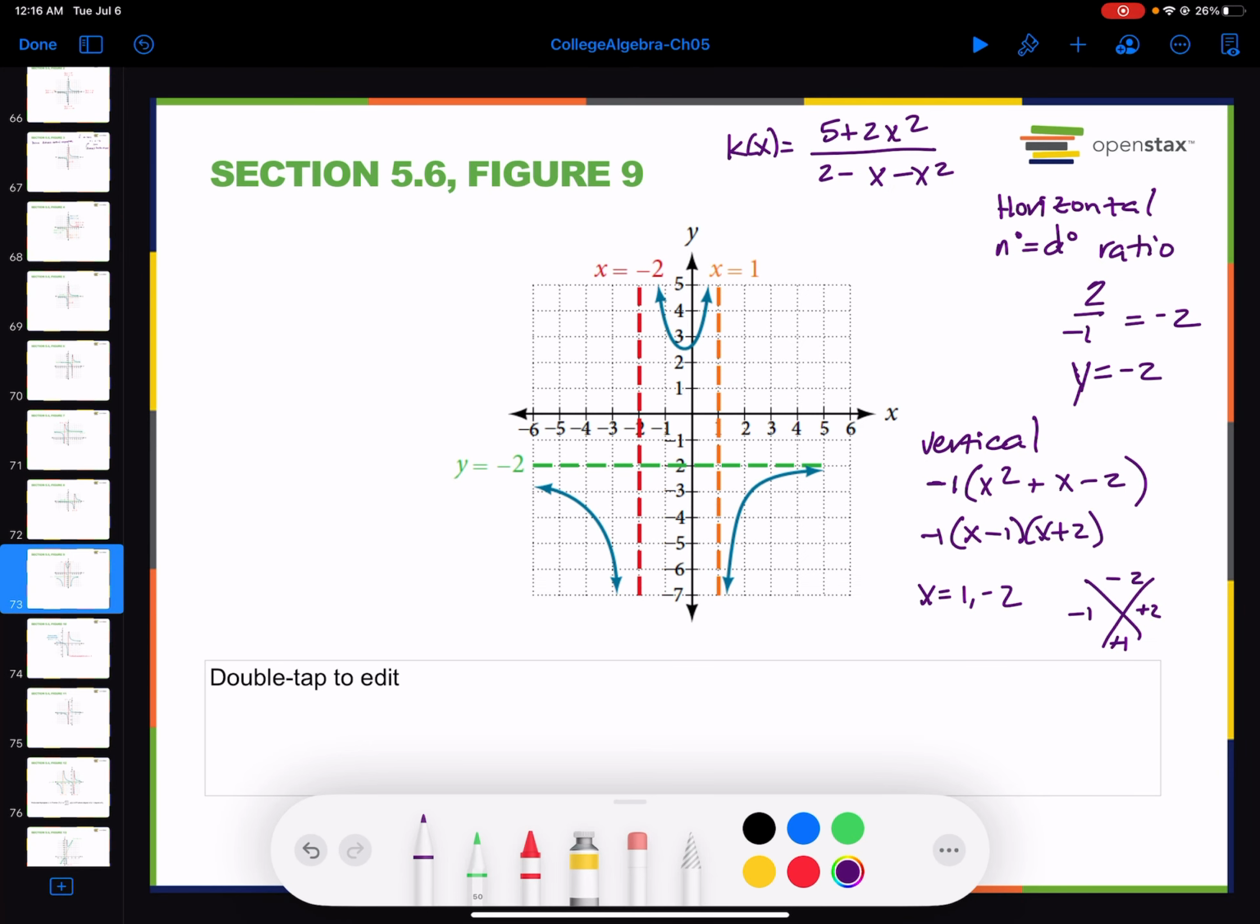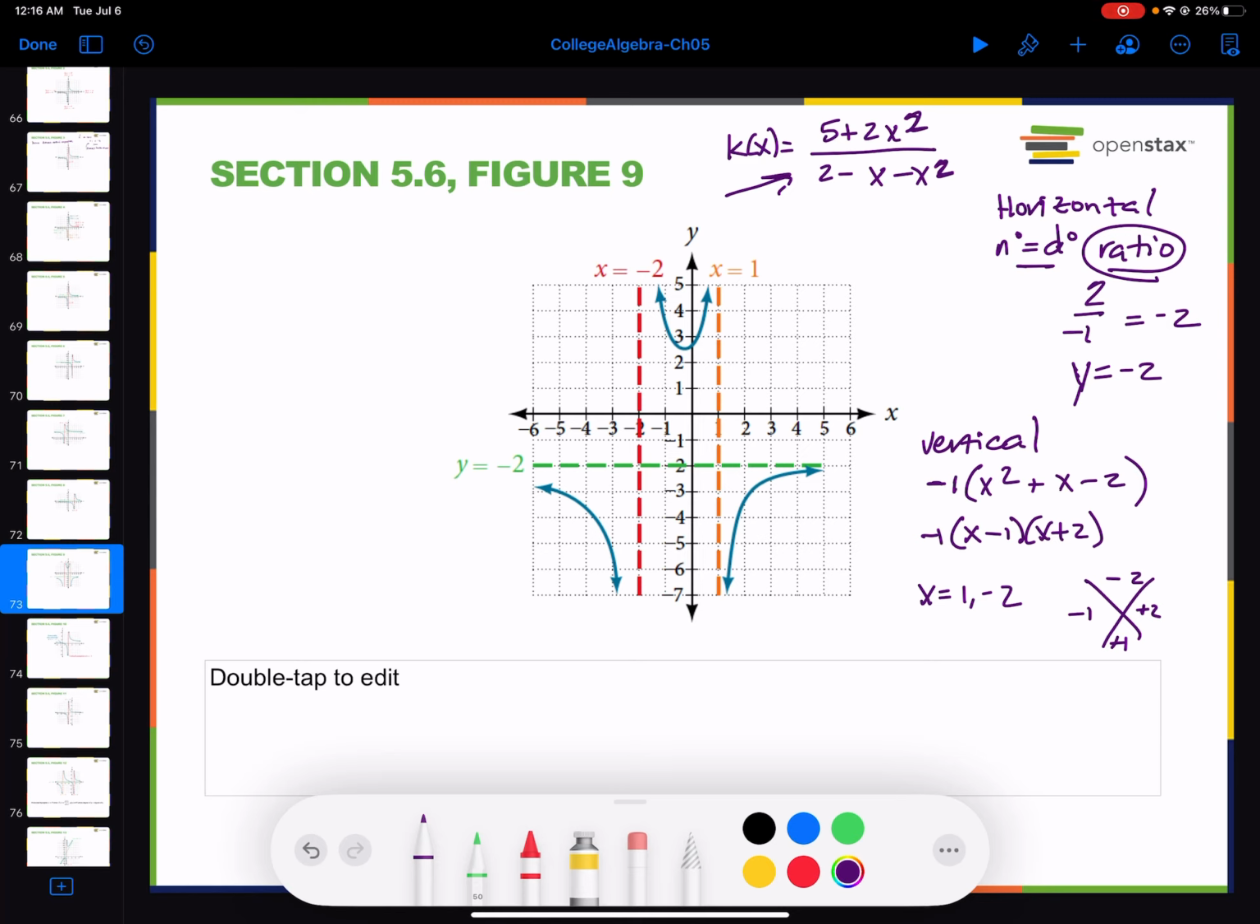And this one gets pretty complex. So they've given us the equation, and we want to find the horizontal and vertical asymptotes. So to find the horizontal, let's look at the degree of the numerator and the denominator, and you can see they both are to the second power. So they're equal, which means we want to take the ratio of those coefficients.